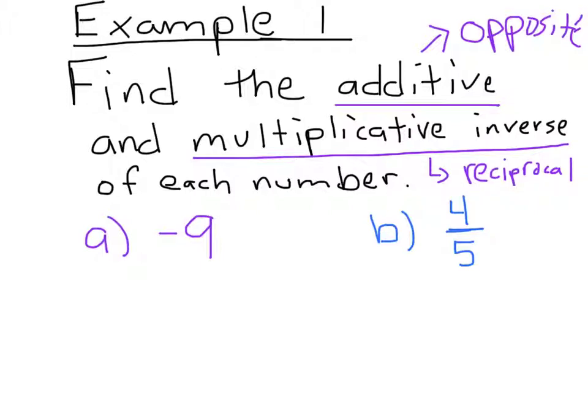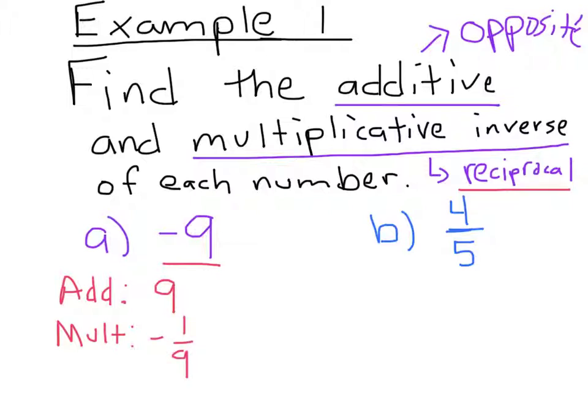So in letter A here, we need the additive inverse, which is going to be the opposite, so I'm just going to abbreviate here that the additive inverse is the opposite of a negative 9, which is a positive 9. And the multiplicative inverse, and once again I'm going to abbreviate here, the multiplicative inverse is the reciprocal. So the reciprocal of a negative 9 is going to be negative 1/9.